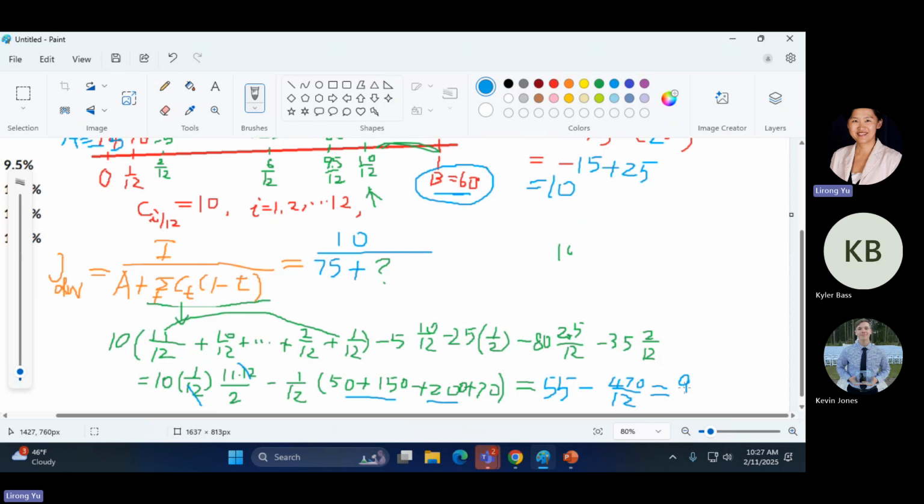95 over 6, because the denominator is 12. So 95 over 6. Going back here, it's going to be 95 over 6 plus 75. So this is going to be 10 over 75 plus 95 over 6.